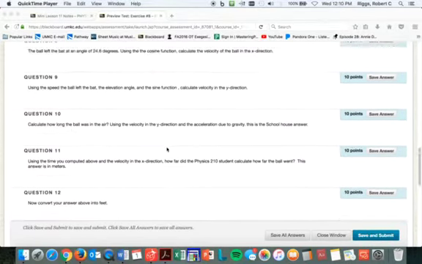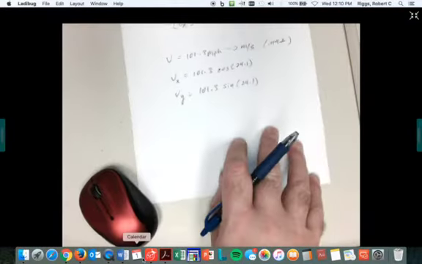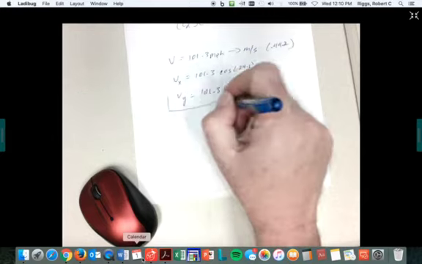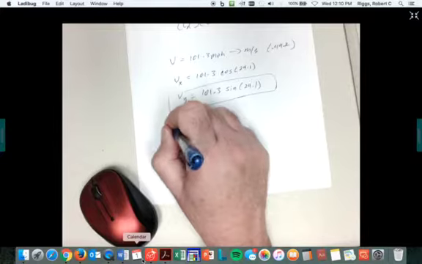Okay, we're back on. All right, so now we need to calculate how long the ball was in the air. Okay, so we know how to do that, right? We've got that equation. So to calculate how long the ball was in the air, we look strictly at this in the y direction because we're just looking at how it went up and it came back down.